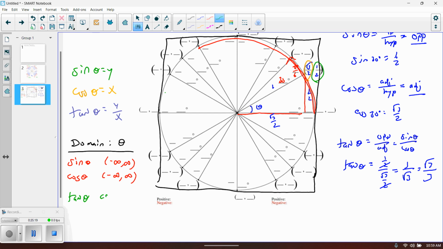But we'll just say it can't be any odd pi halves. Again, I'm not really sure the best way to say that. But basically, pi halves, 3 pi halves, 5 pi halves, going in the negative direction, negative pi halves, negative 3 pi halves, and so on, because you can't divide by 0. So whenever cosine gives you a value of 0, it's going to be undefined. Anywhere else, tangent will exist.